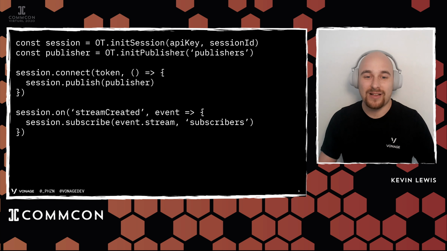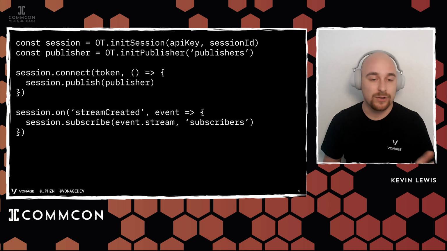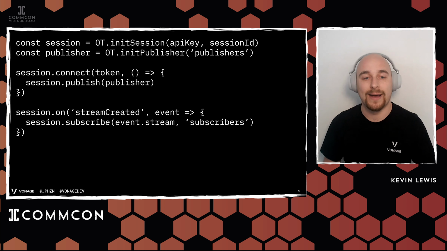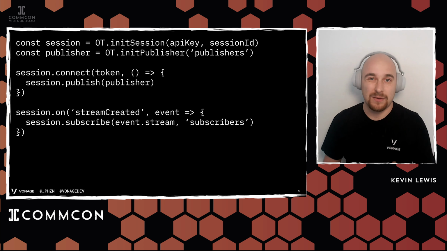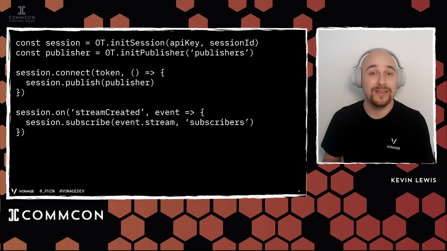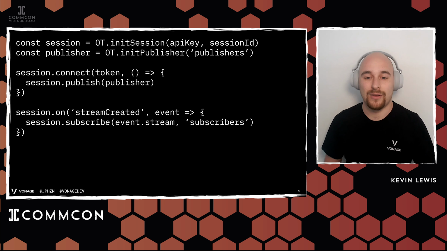So we initialize a session up top with the API key and session ID provided by the backend. We create a new publisher, which by default uses the default camera in a person's computer, but it can also be a screen share, a canvas, or a video element. And then we connect to the session using our token and immediately go to publish our publisher. When a new stream gets created, or when you join the session for the first time, we immediately go and subscribe to the published video and make that video available on the screen.